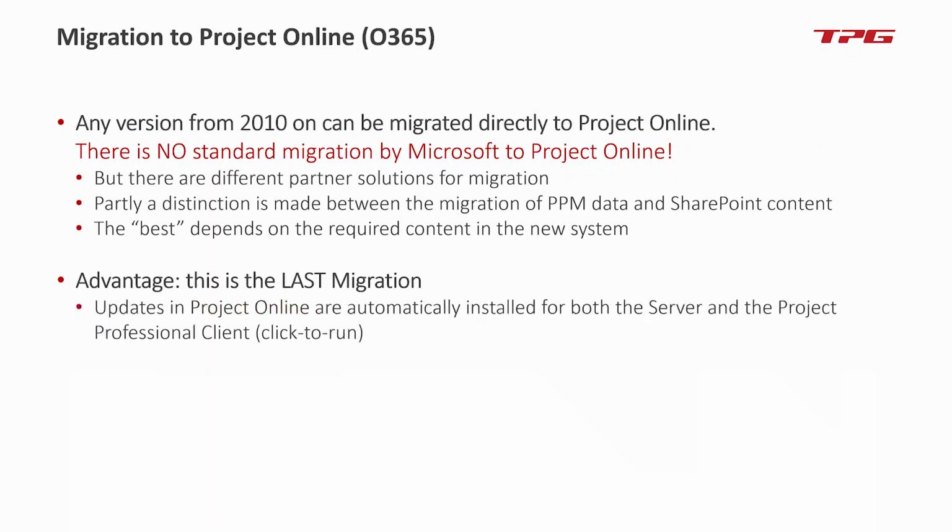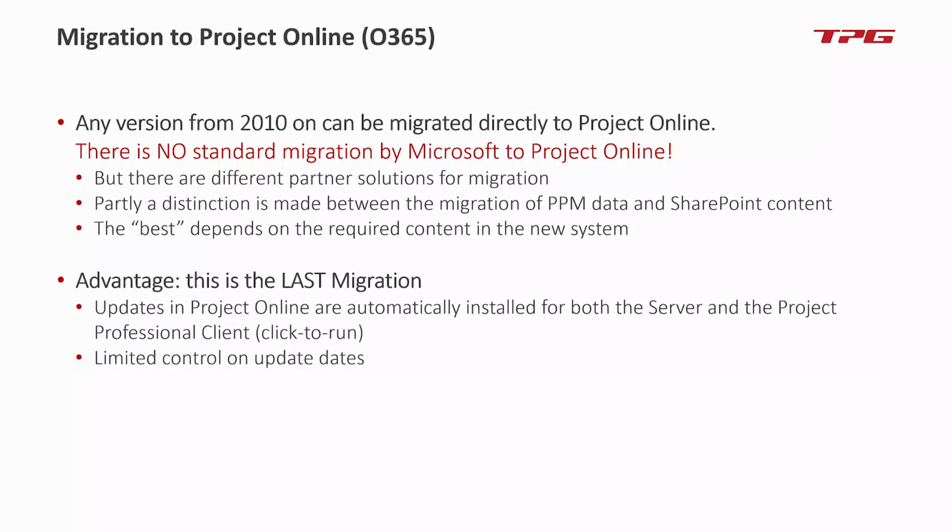Now I say it is, not only could be, because the updates in Project Online are automatically installed for both the server and the client. It's called click to run technology. So the Microsoft Cloud then takes care on a regular basis that you receive the latest version of a client software installed to your machine, and then you can connect either to a Project Server on premise or to Project Online. And of course, you don't have to take care about these technical installations anymore.